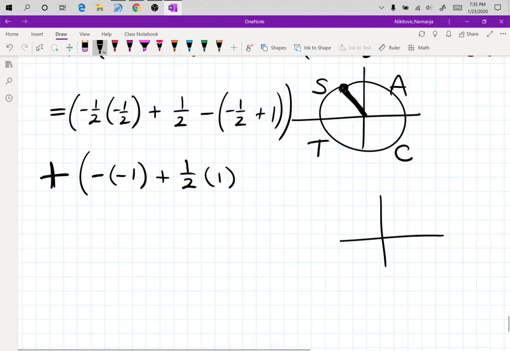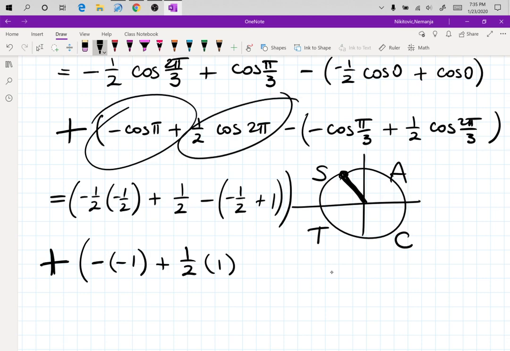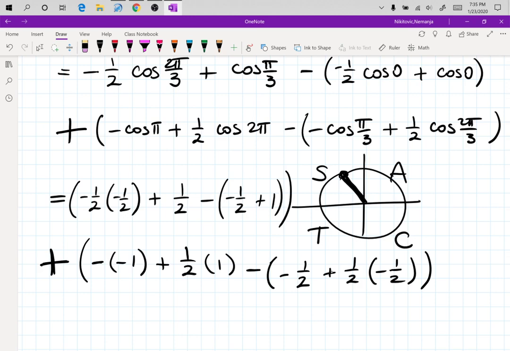Cosine is the one that starts at y value 1, dips below, and at 2 pi ends up at 1 again. So cosine of 2 pi is 1 as a y value. What else do I have? So I'm done with this, I'm done with this. So now we're going here, minus cosine of pi over 3 is 1/2 plus 1/2, and then this is negative 1/2. We already discussed cosine of 2 pi over 3.